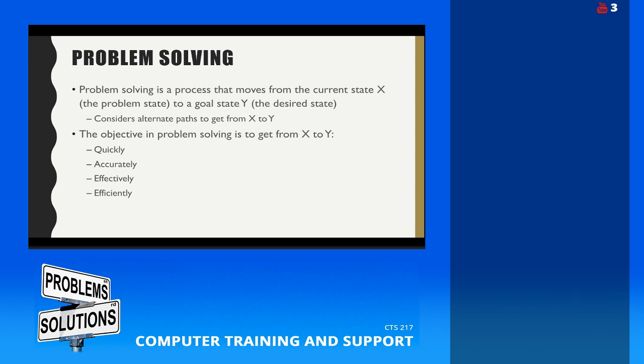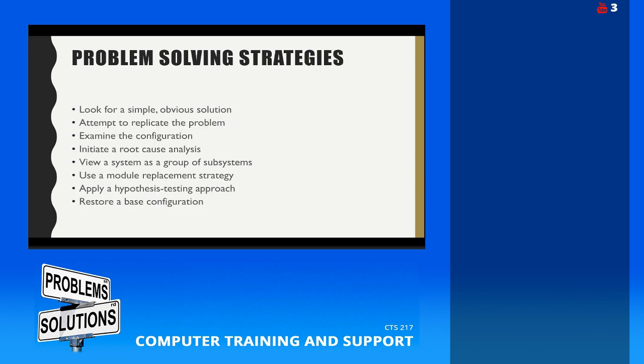This is what problem solving is in a nutshell. We've got some problem-solving strategies that help us bridge this gap between the problem state and the desired state. And this is what they are right here. Look for a simple and obvious solution. You might have heard about Occam's razor. That's one of the things we're doing right off the jump: we're applying Occam's razor to our problem.